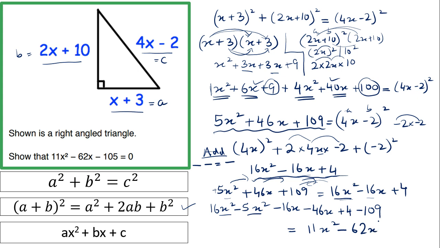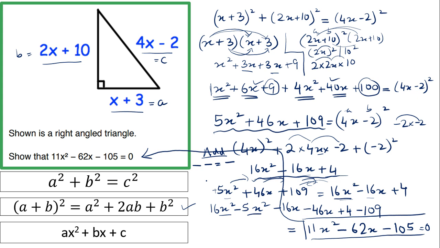And then I got to check what is 4 minus 109. So that is, you subtract the two and then take the sign of the bigger number. So 109 is the bigger number out of them. So it's going to be negative 105. So I'm just going to write 11x squared minus 62x minus 105. And that is obviously just equal to 0, because we took everything on one side, so it equates to 0. So this is my final answer, 11x squared minus 62x minus 105. And that is exactly what they have asked me to show.